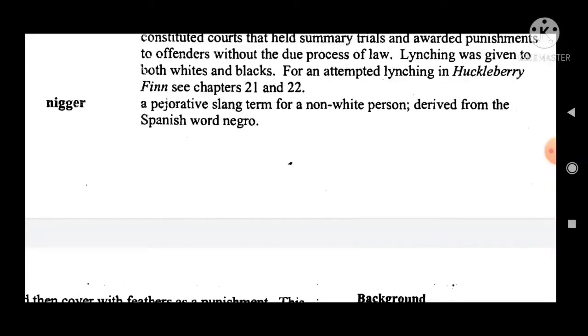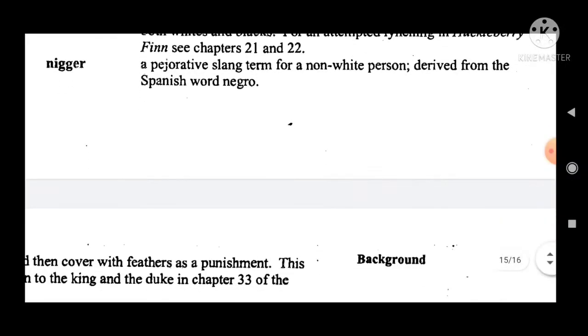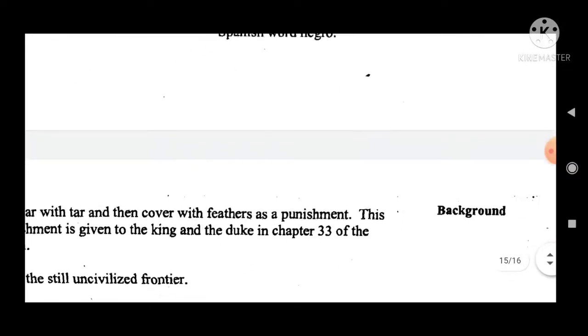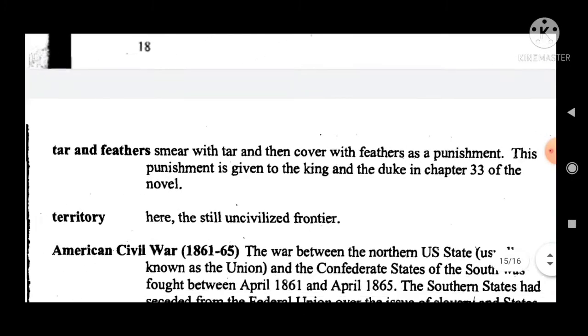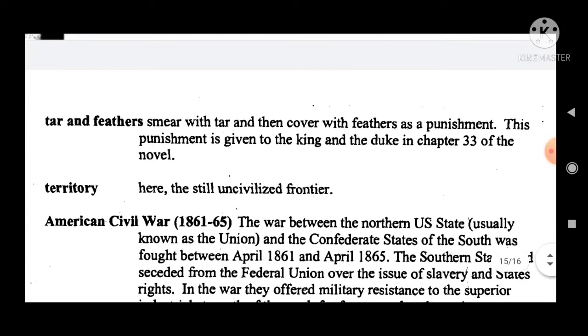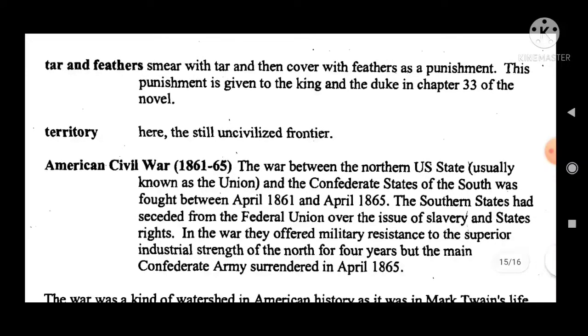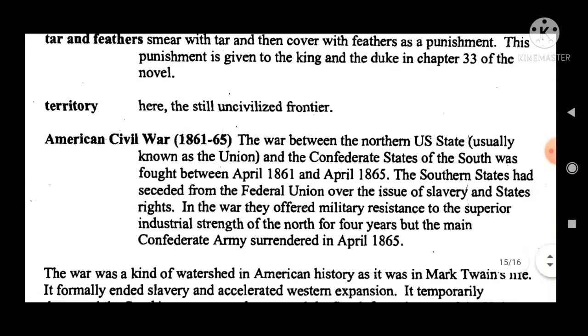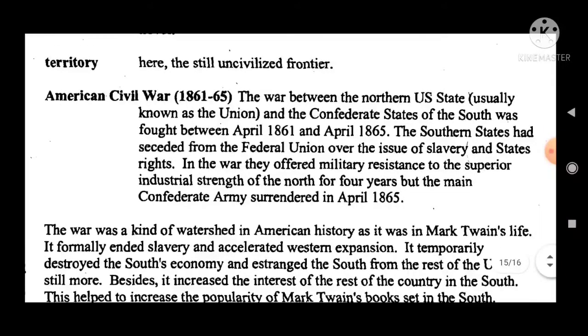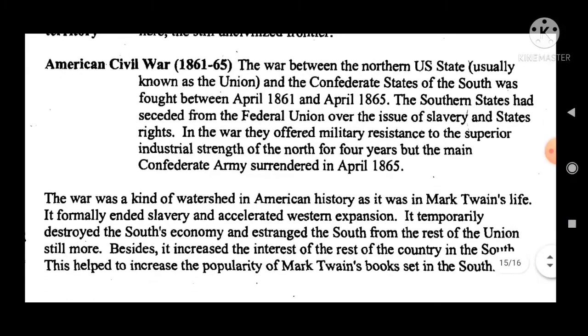Nigger, a pejorative slang term for a non-white person derived from the Spanish word negro. Then tar and feathers, smear with tar and then cover with feathers as a punishment. This punishment is given to the king and the duke in chapter 33 of the novel. Then territory, here the still uncivilized frontier. Then American Civil War, 1861 to 65.